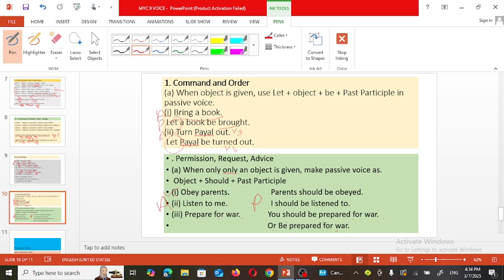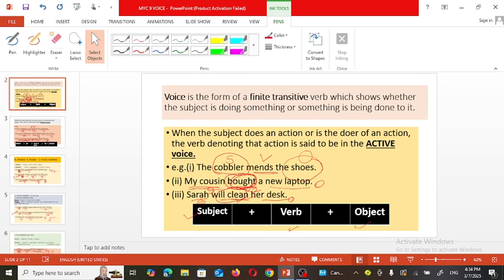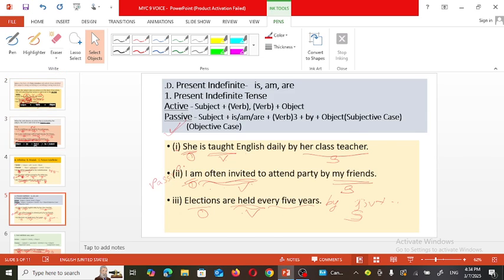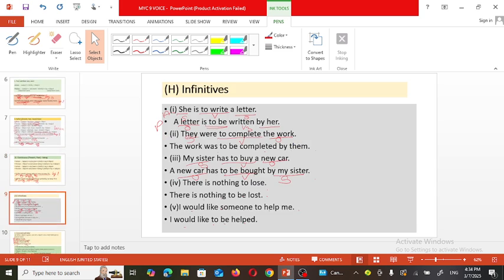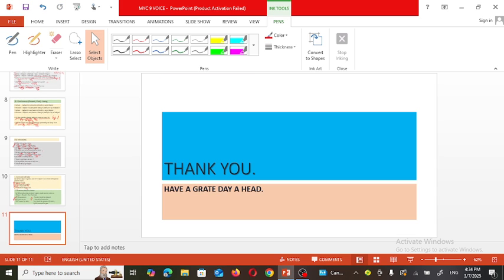So today we have discussed what voice is, then what the format of the sentence is in different voices, active voice and passive voice. So that's all for the day.